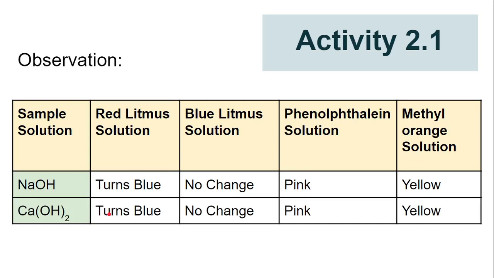Now we have taken the second base, which is Ca(OH)2, calcium hydroxide. The results are the same as sodium hydroxide. With red litmus solution, it turns blue. With blue litmus solution, there is no change. With phenolphthalein solution, it turns pink. And with methyl orange solution, the color will be yellow.